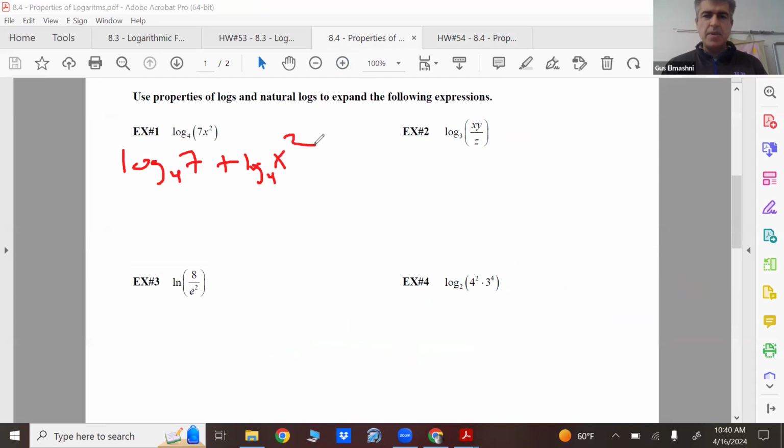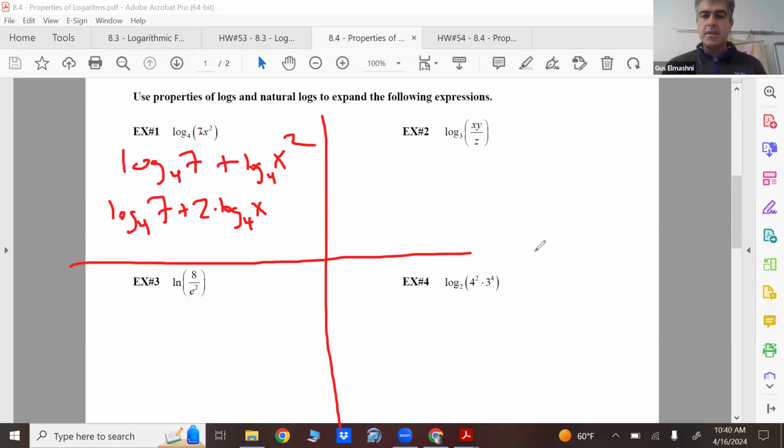Does that make sense what I'm doing? Right? Why do I put a plus there? What was going on between 7 and x squared? Yeah, so you got to do that. And then am I done? Or is there one more thing I have to do? Yeah, I got to move that 2 to the front. Exactly. All right, let's keep going.